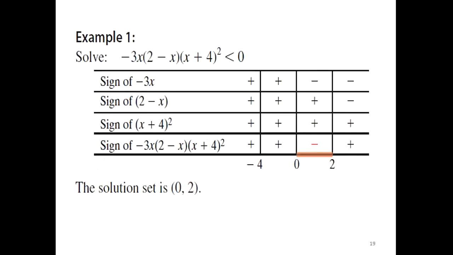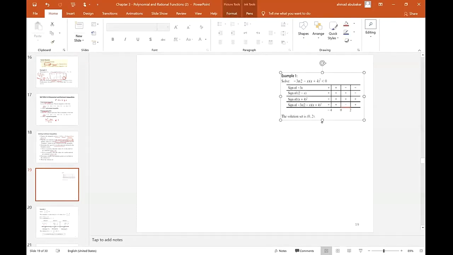Look at this example: minus 3x multiplied by 2 minus x multiplied by x plus 4, all to the power 2, less than 0. So we need to find the intervals where the left-hand side is negative, less than 0. Firstly, solve this: minus 3x equals 0, 2 minus x equals 0, and x plus 4 equals 0.